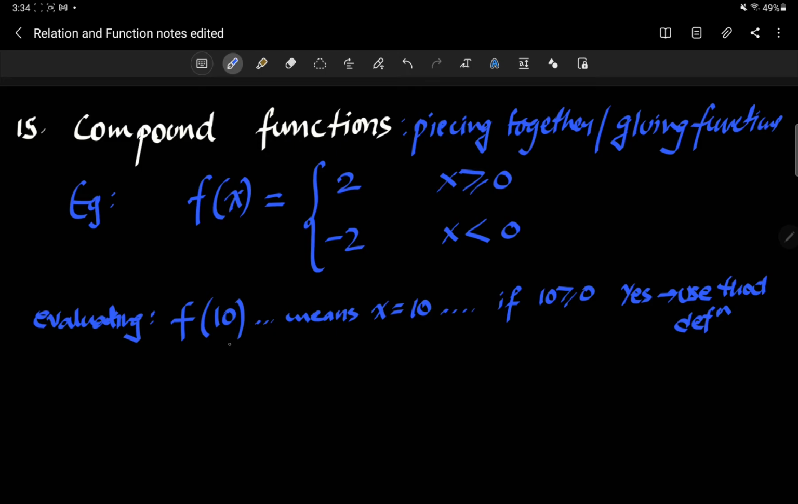And what is that definition? When x is greater than or equal to 0, it gives an output of 2. So f of 10 is 2. But f of negative 10, if you check, negative 10 is less than 0. So it gives me negative 2.